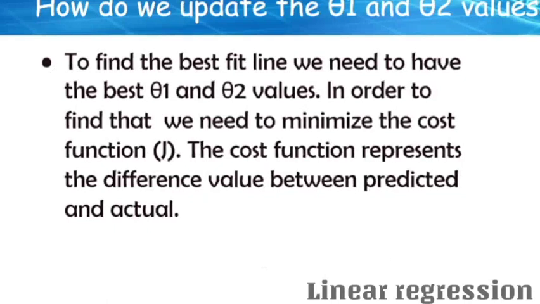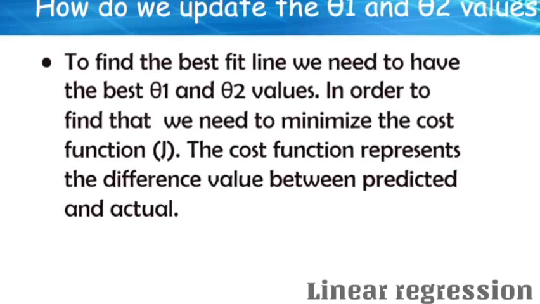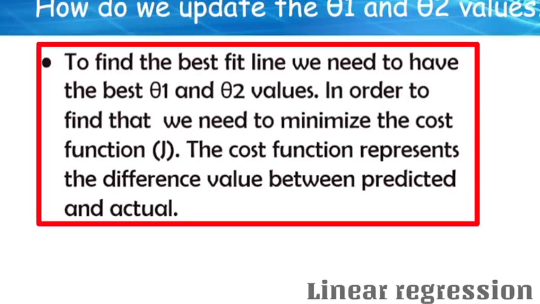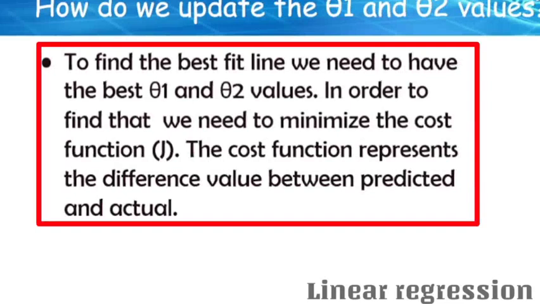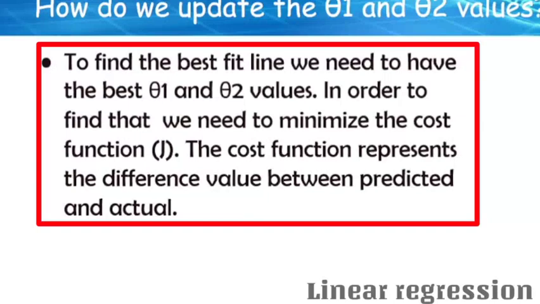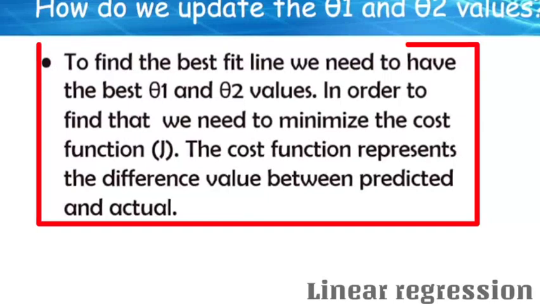Okay, so that will be again affected by the factors theta 1 and theta 2 with respect to the straight line formula, the linear line formula. So to find the best fit, we need to have the best theta 1 and theta 2 values. In order to find this, we need to minimize the cost function, that is J. The cost function represents the difference value between predicted and actual value.